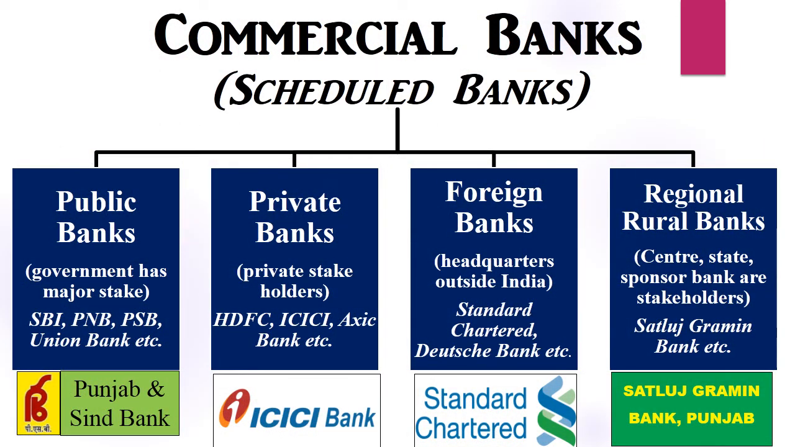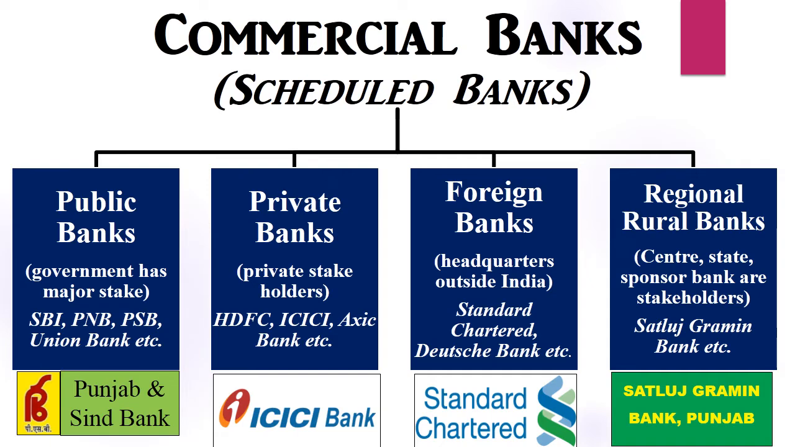We can further divide the scheduled banks into commercial banks and cooperative banks. The commercial banks accept deposits from the public and advance loans with the main aim to earn profits. The commercial banks can be public sector banks, which have a majority share of the government. There are around 12 public sector banks operating in India. SBI, PNB, PSB, etc. are examples of public sector banks.